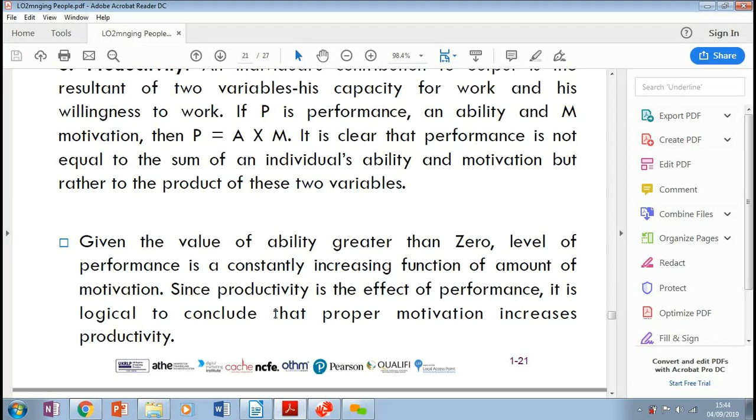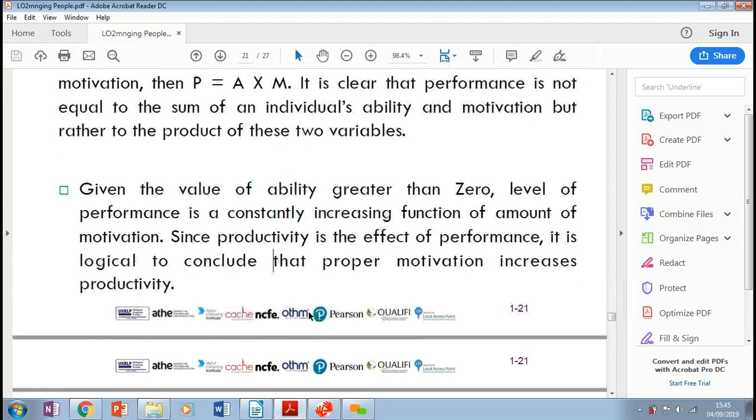It is logical to conclude, it sounds like something from a Star Trek novel by Spock, it is logical to conclude that proper motivation increases productivity. Well, I would say it's more than logical. I would say in the real world it's very effective. It's very effective in human behaviour. Proper motivation increases productivity and quality. If you want a quality product and quality.